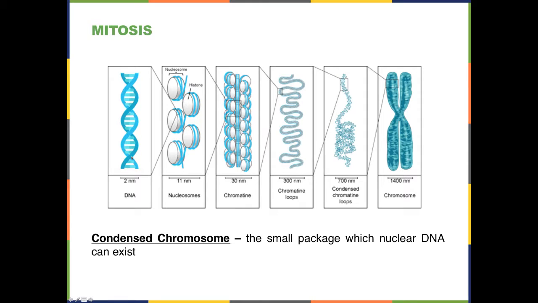Now, once you get multiple nucleosomes together, you have a series of aggregations of larger and larger, more and more compacting of the genetic material until you end up with what's known as a condensed chromosome, which is shown on this point right here. And that's the smallest package of DNA that can exist inside the nucleus. And so this is as compact and tightly wound as it can possibly be.